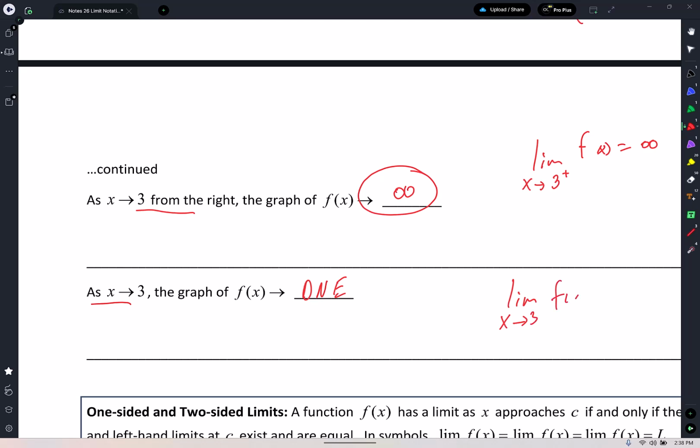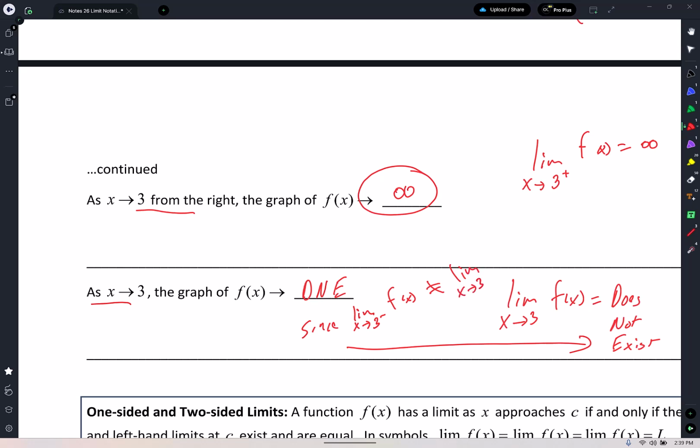Write what down? Okay. Since limit as x approaches 3 from the left of f of x does not equal limit as x approaches 3 from the right of f of x. See? Using math symbols, that means the left does not equal the right.